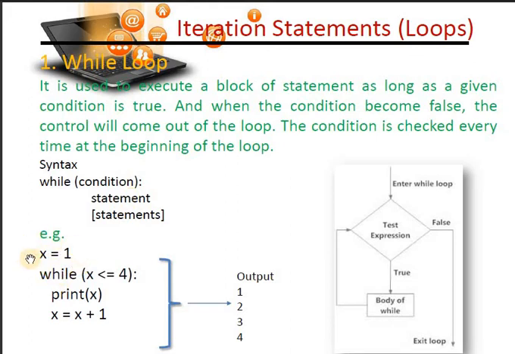This is the initialization, and this is the condition. This is the increment or decrement. These are the statements. Fine. So x equal to 1, while x is less than or equal to 4, print x. Now how is the loop moving forward? Using x equal to x plus 1. The output is 1, 2, 3, 4.